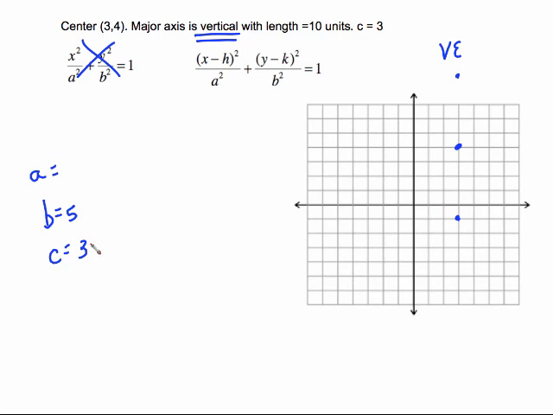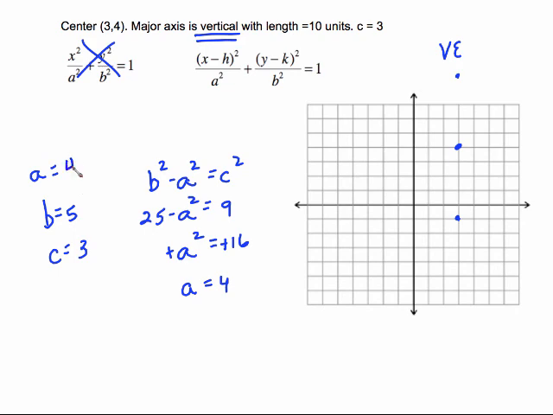So this is a vertical ellipse, which means I need to use b squared minus a squared equals c squared. So 5 squared is 25 minus a squared equals 3 squared, which is 9. Subtract 25 from both sides is negative a squared equals -16, which means positive a squared equals +16, or a is 4. And that's all the information we need to be able to fill into this formula.